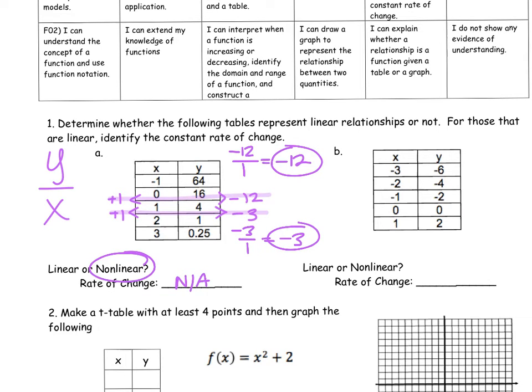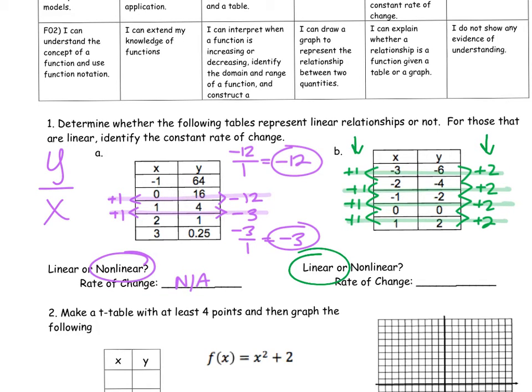Let's look at B. Negative 6 to 4 is plus 2. Negative 4 to 2 is plus 2. I'm seeing my y's are changing consistently, so let's make sure my x changed consistently too. We have plus 1 the whole way. So no matter what I divide, whenever I do the y by x, in every case, the y is 2, the x is 1. So it's linear, and y over x is 2 over 1, which reduces to 2 for the rate of change.